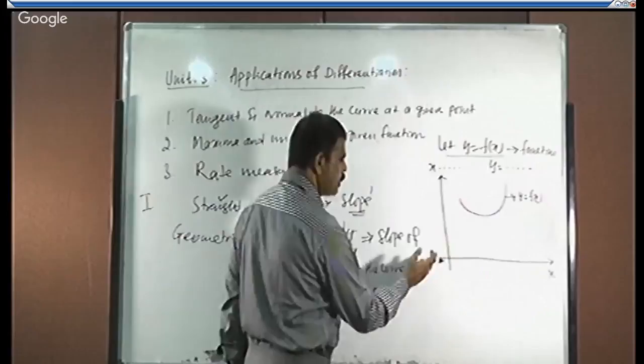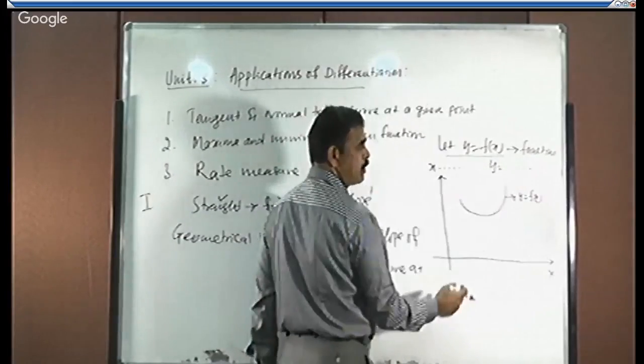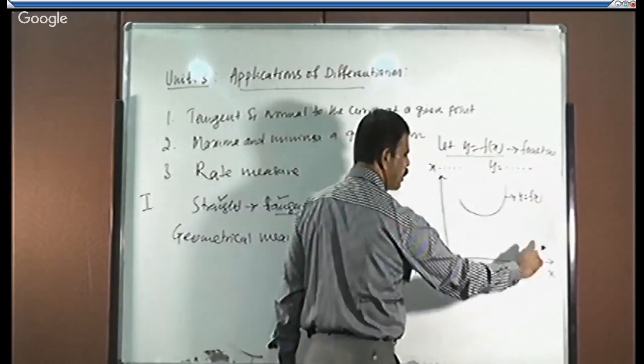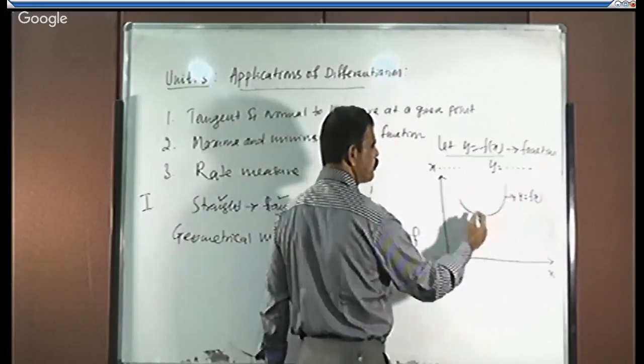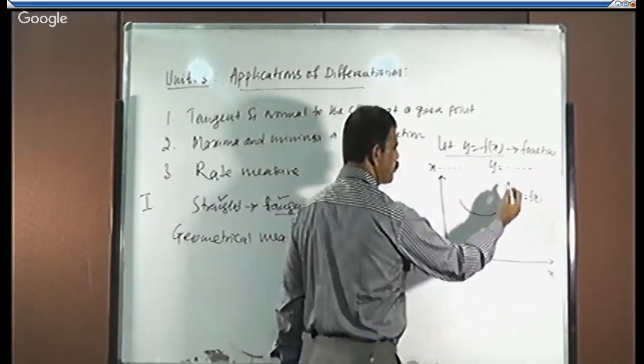Suppose it is linear, we will get a straight line. If it is negative linear, we will get it like this. Suppose for different sets of x values, we will get this type of curve.